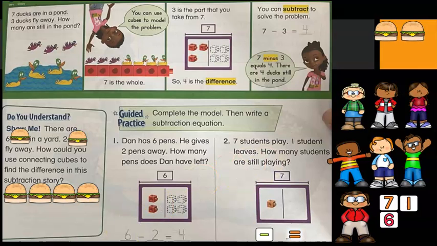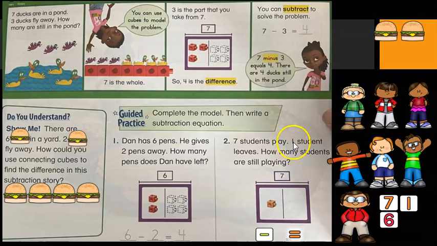So first graders, we're going to use these students right here, that Mr. Begay inserted for you. It says here, 7 students play. Let's make sure we have 7 students here. Count with Mr. Begay. 1, 2, 3, 4, 5, 6, 7. Okay, we have 7 students right here. Look at that, 7 of them are playing.